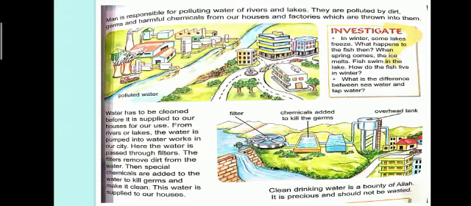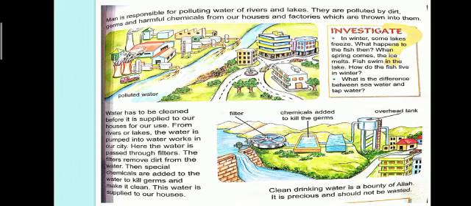Next, on the next page, you have to turn your page. This is the last page of this chapter. Man is responsible for polluted water of the rivers and lakes. They are polluted by dirt, germs and harmful chemicals from our houses and factories which are thrown in them.